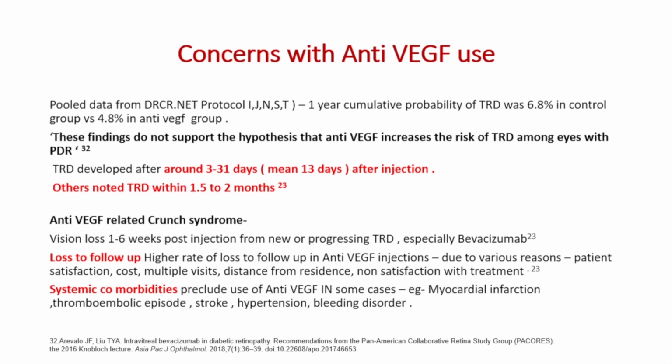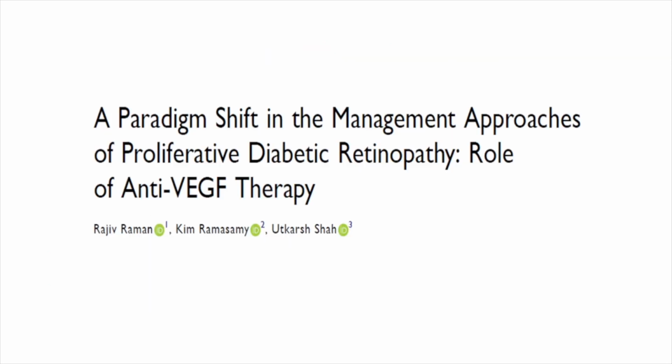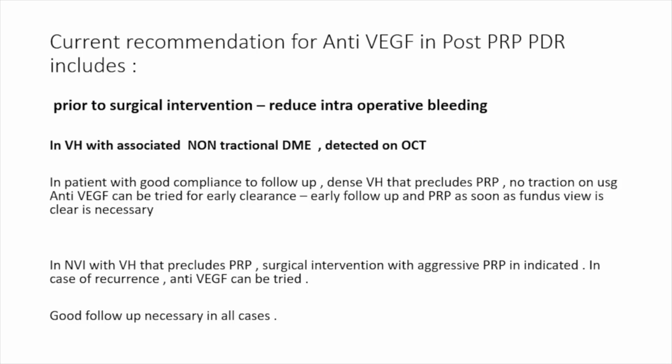Also, with anti-VEGF use, a regular follow-up is necessary, and so loss of follow-up was high. It was around 33% in the pooled data by DRCR.net. This loss to follow-up was because of many reasons. More among them were distance from the hospital with multiple visits, as well as patient non-satisfaction with the treatment. In certain comorbidities, anti-VEGF injection cannot be given, like a recent myocardial infarction, a thromboembolic disorder, stroke, and other conditions.